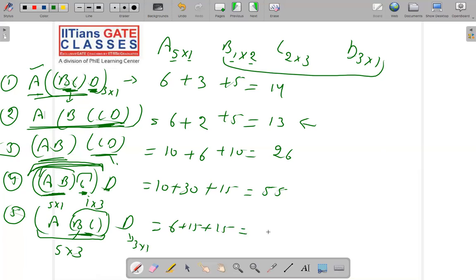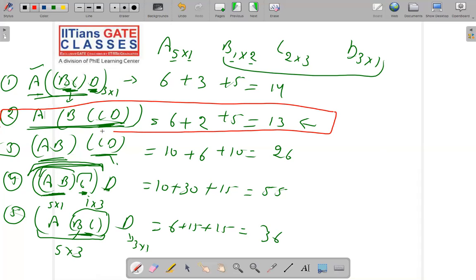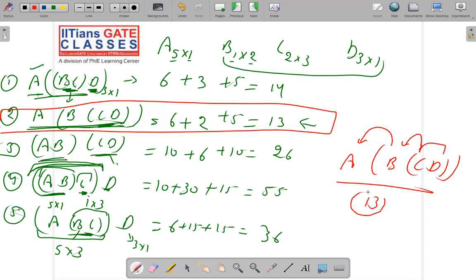So we have how much? 36. This is our best option. If we apply the braces like this, A, B, C, D, we multiply CD first, then the resultant matrix will be multiplied with B, then the resultant matrix will be multiplied with A. This will give us only 13 operations. With only 13 operations, we can multiply A, B, C, D.